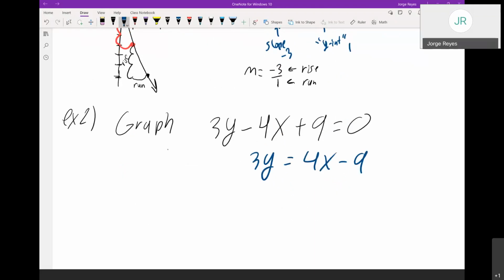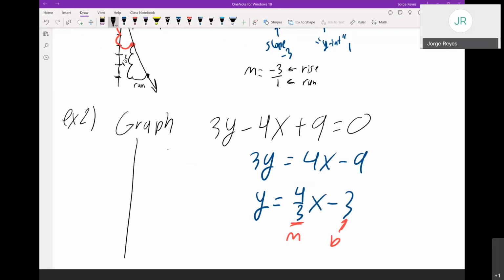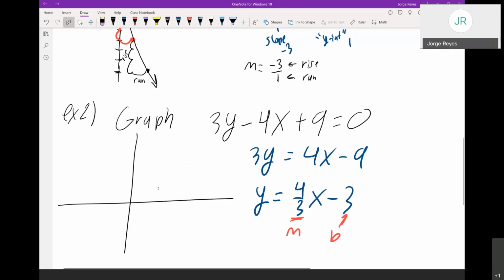I'm going to move these two over. Then I'm going to divide by 3 and get this. So we can see the slope and the y-intercept. Now I get the graph. The y-intercept is -3. So 1, 2, 3. And then I'm going to need 1, 2.